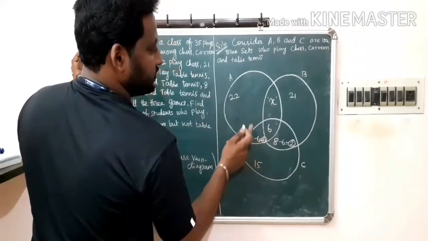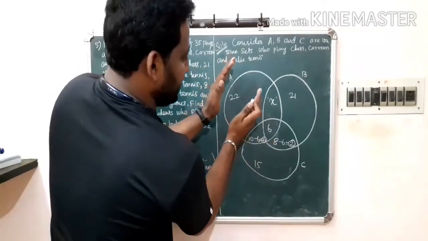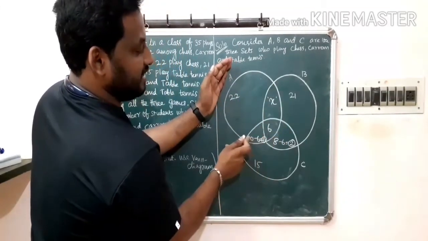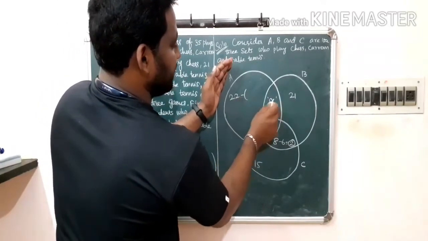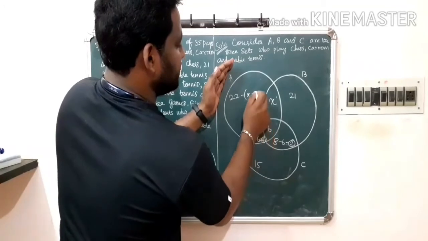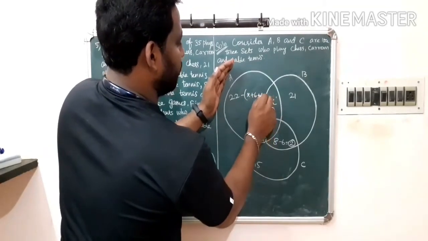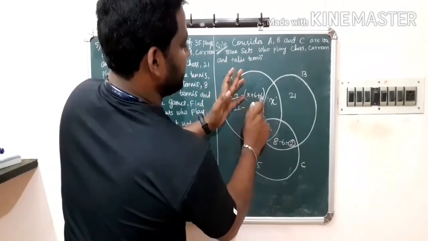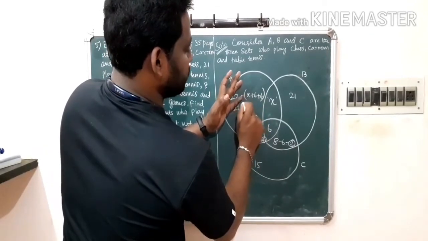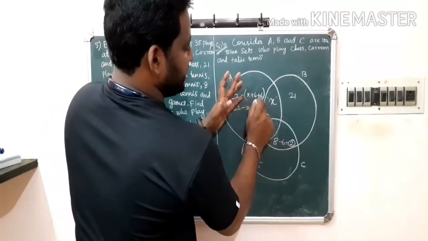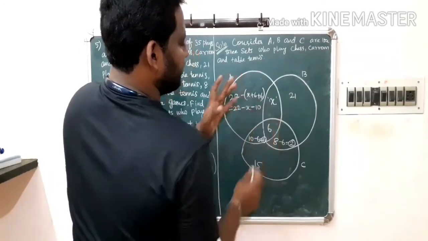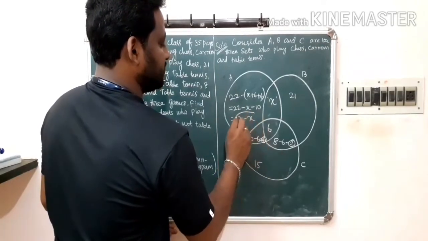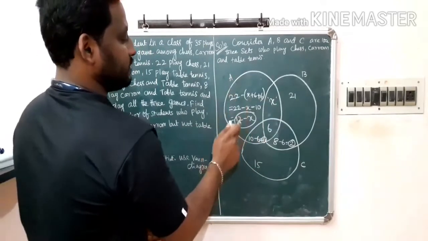So using these three values, we have to find out only chess. To find only chess, you have to subtract all the three values. So 22 minus (x plus 6 plus 4). So 22 minus 6 plus 4, 10, minus x. When the minus goes inside, the plus changes to minus. So 6 plus 4 is 10, minus 10. So 22 minus 10 is equal to 12 minus x. So only chess is 12 minus x.